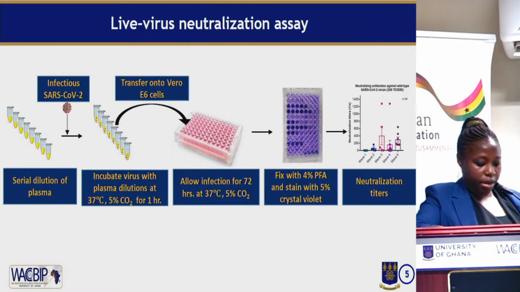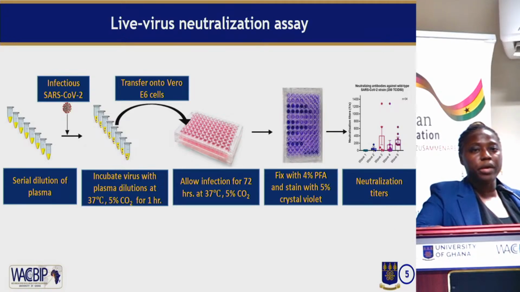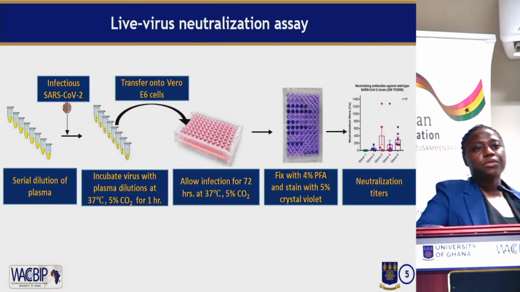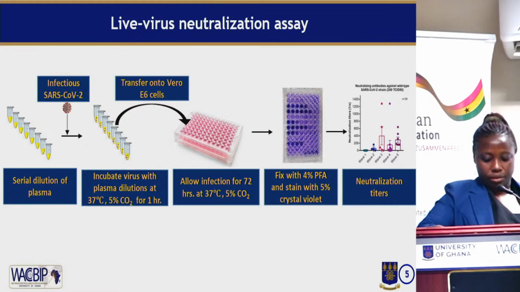And then we quantify and get the neutralizing titer. So it's a straightforward method. Compared to the pseudoviral system, this live viral system is cheaper, and it's easier for us to do here in terms of logistics and costs.